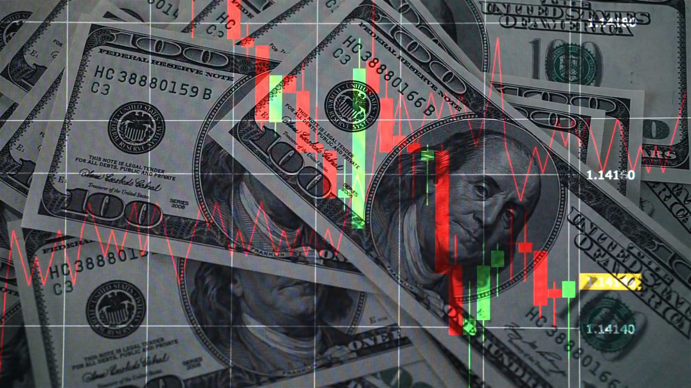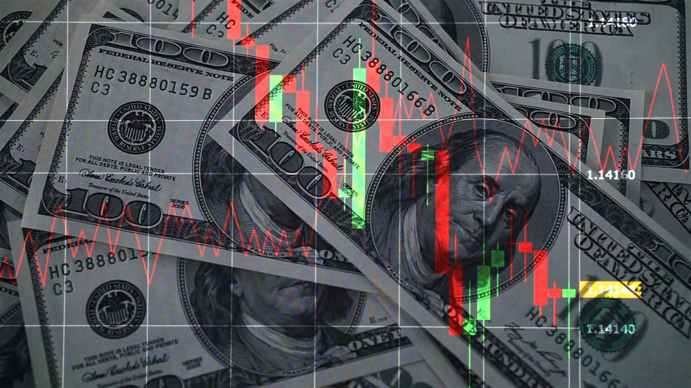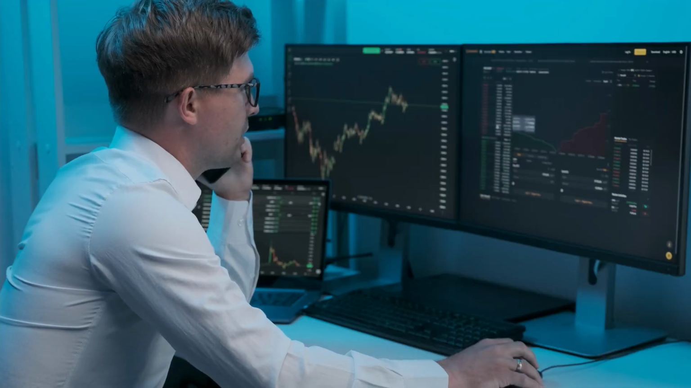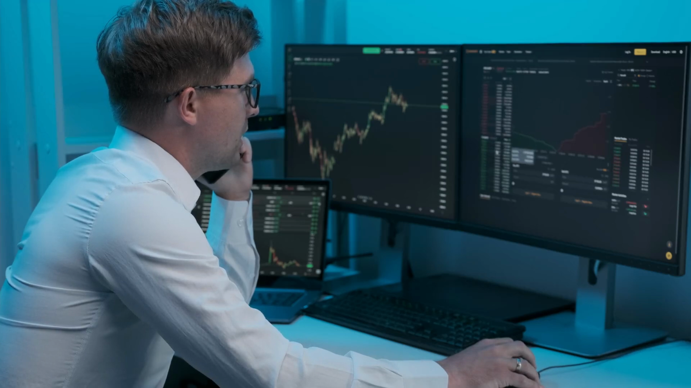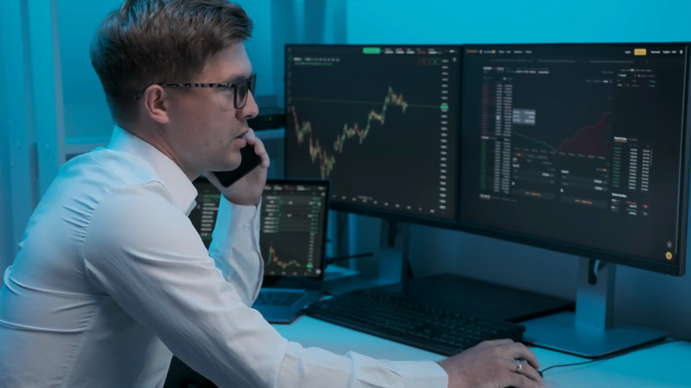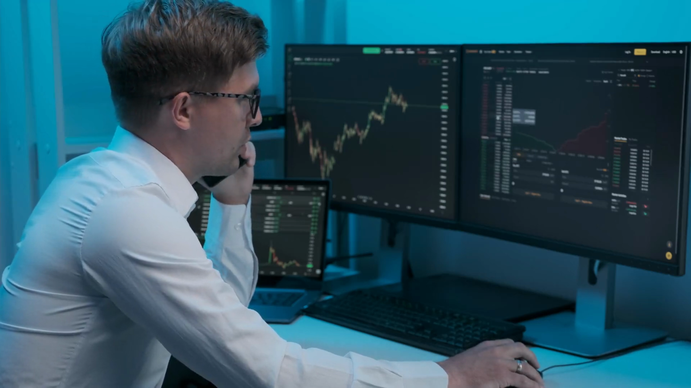Most importantly, keep it simple. Trading doesn't have to be complicated. In fact, the more complicated your system, the harder it is to stay disciplined.